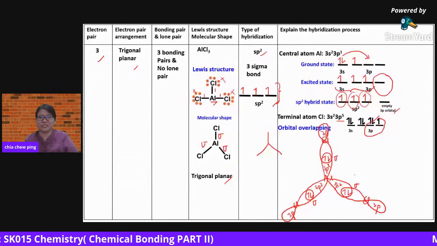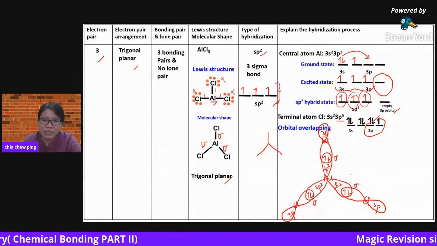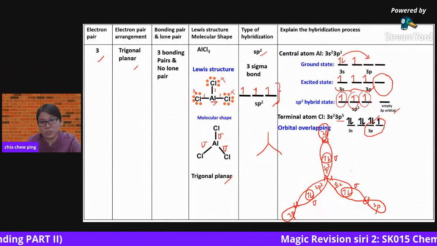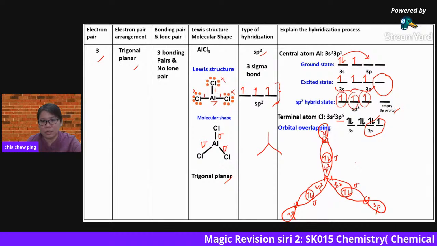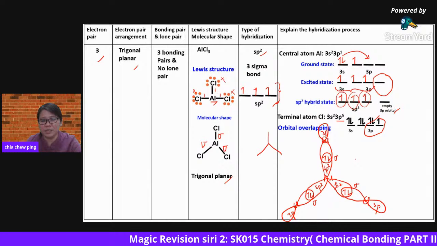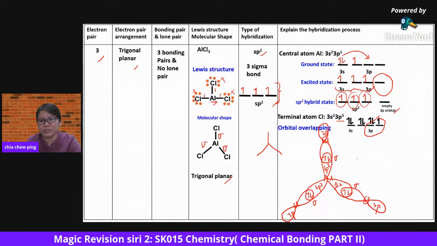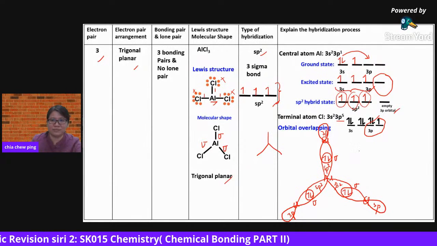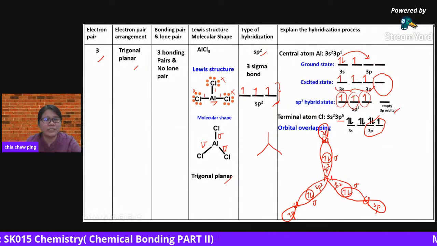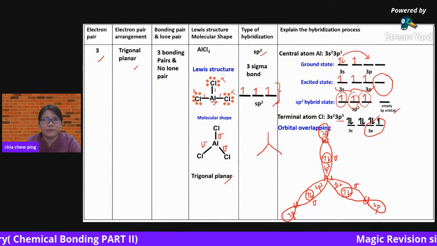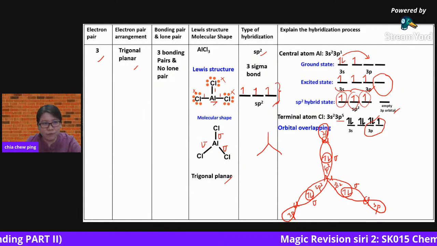Okay, so this is the answer, orbital overlapping for the AlCl3. Make sure you label all the central atom, hybrid, original orbital, and the electron and sigma bond. Okay, now, after we study the electron pair for the AlCl3, now proceed to 4 electron pairs.